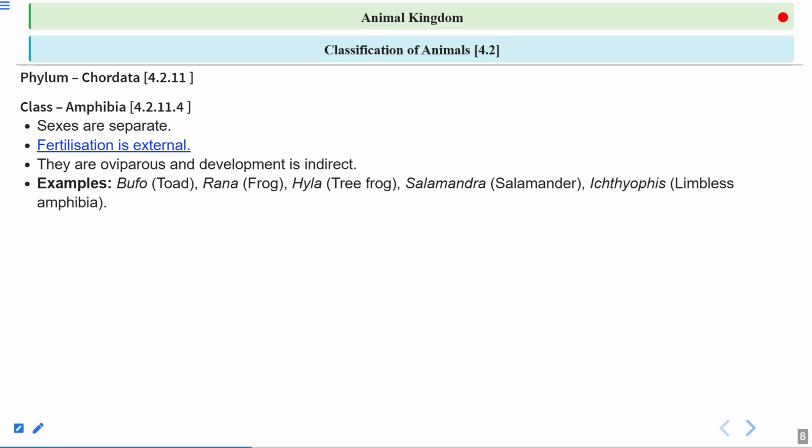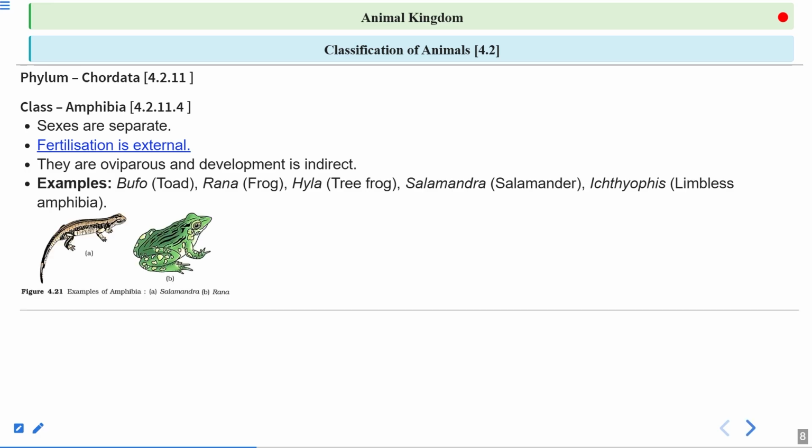Salamandra, common name is salamander. Ichthyophis, limbless amphibia. Limbless amphibia means it does not have any limbs. It looks like a snake, but actually it is an amphibia. Limbless amphibia, Ichthyophis. So here you can see the two: salamandra, commonly called salamander, and rana, commonly called frog.